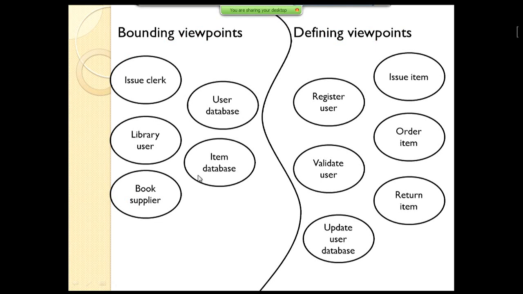Let us take an example of a library system. For a library system we have several viewpoints. A few I have listed over here. We can see that they are segregated into bounding viewpoints and defining viewpoints. Library user, book supplier, item database, etc. are all indirectly related to the system, so they are segregated under bounding viewpoints, whereas register user, validate user and update user, etc. are just processes under that system, so they are segregated under the defining viewpoints.